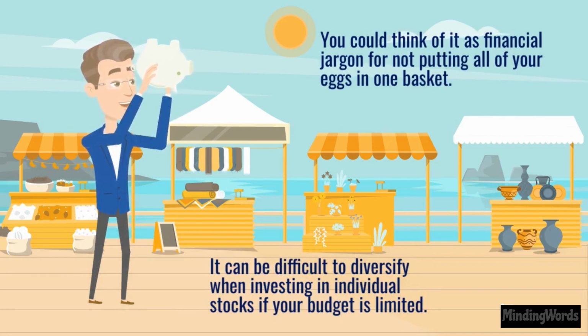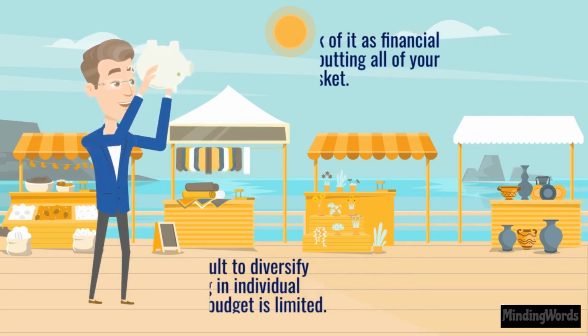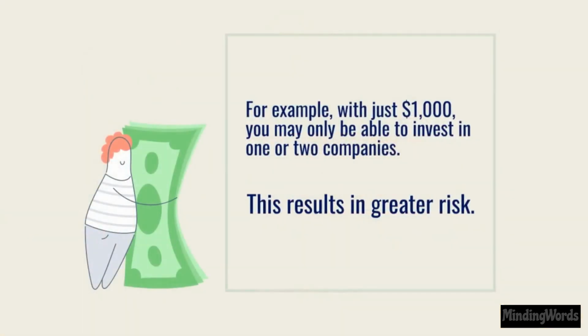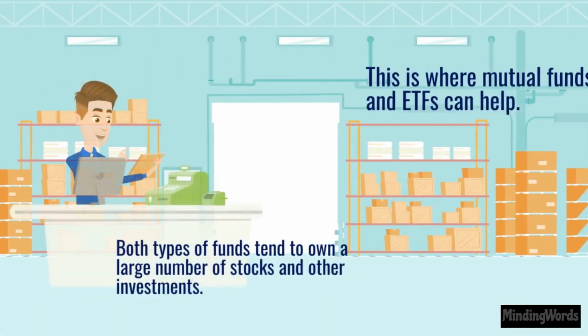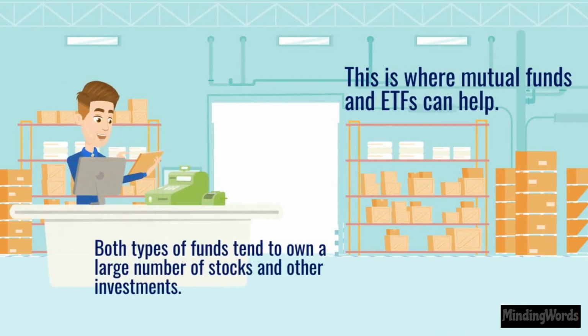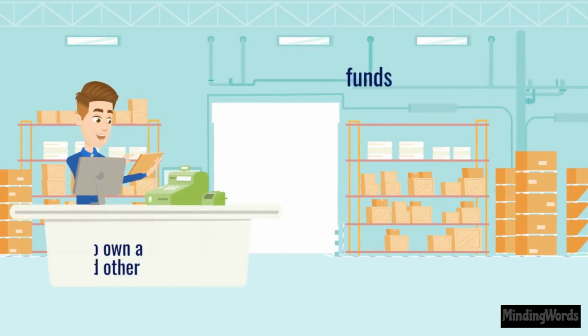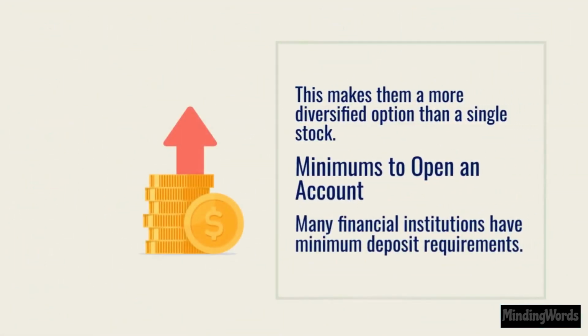It can be difficult to diversify when investing in individual stocks if your budget is limited. For example, with just $1,000, you may only be able to invest in 1 or 2 companies. This results in greater risk. This is where mutual funds and ETFs can help. Both types of funds tend to own a large number of stocks and other investments. This makes them a more diversified option than a single stock.